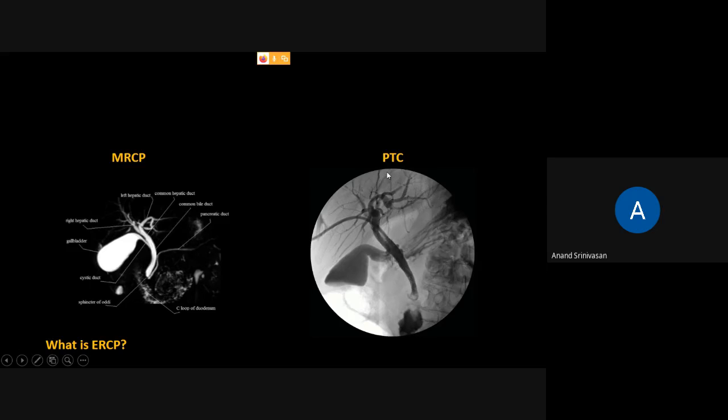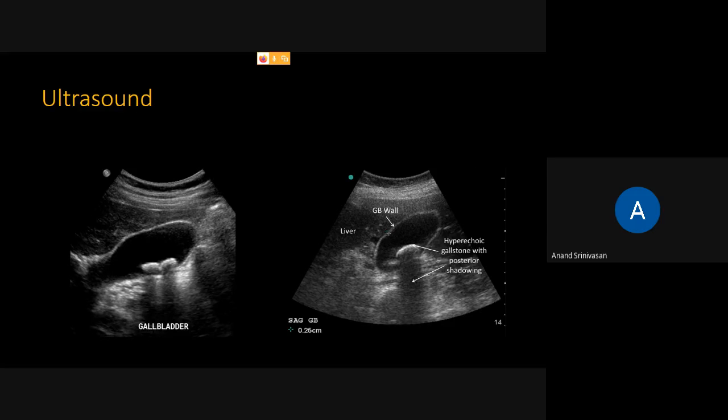So that is with regard to the percutaneous transhepatic cholangiopancreaticography. So MRCP, ERCP, and PTC. Any doubts until now? No, doctor. All right. The next one, the ultrasound.